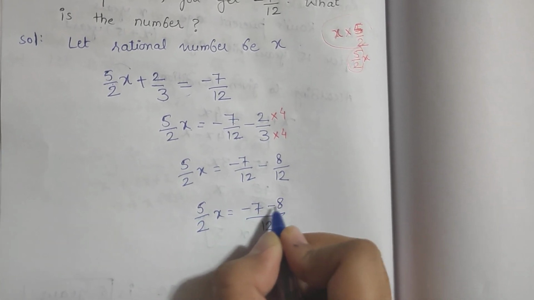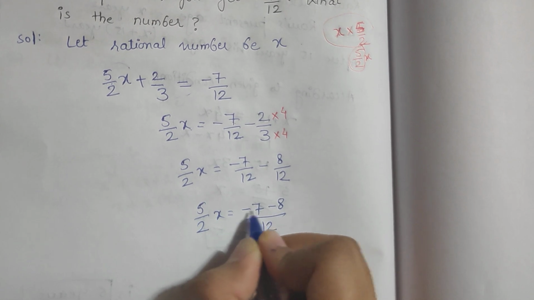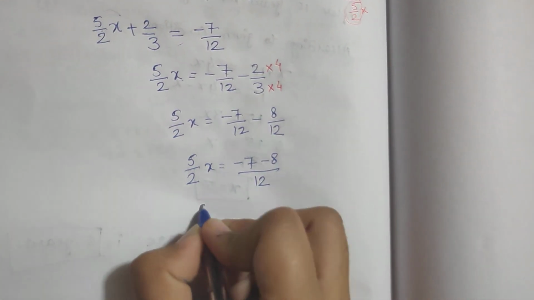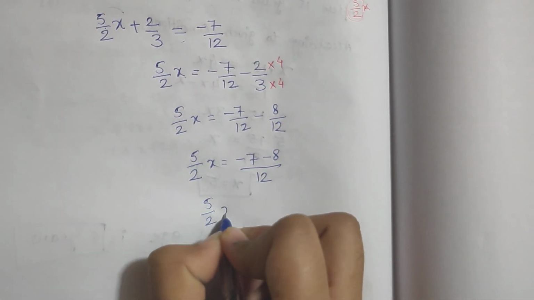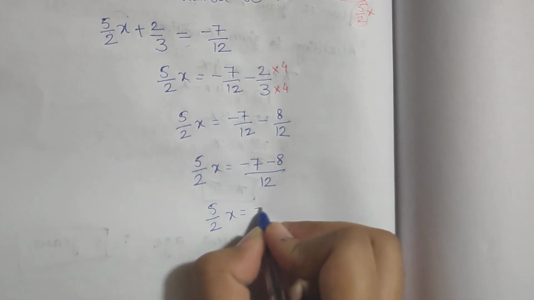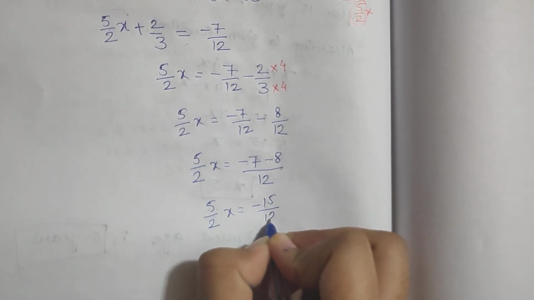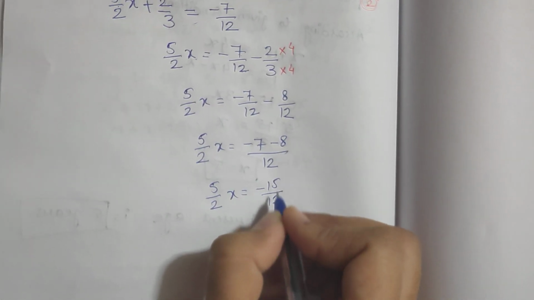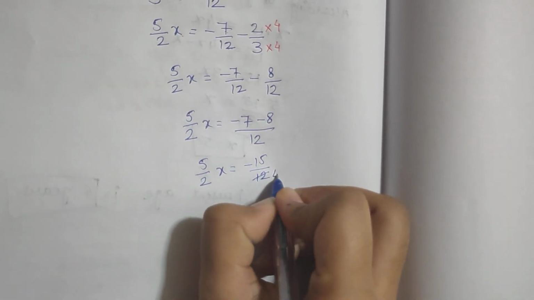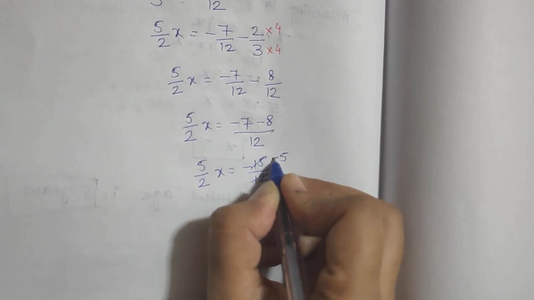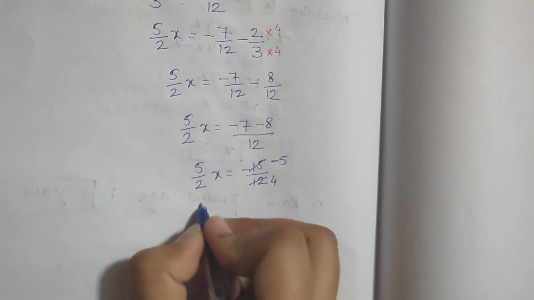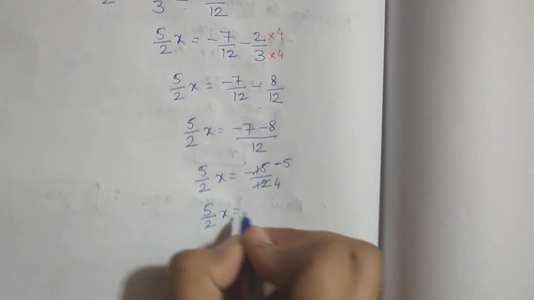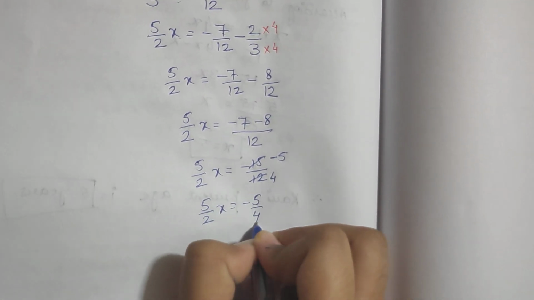Now the numbers have the same sign, so we have to add and give the common sign. That is, 5 upon 2x is equal to minus 15 upon 12. Now this can be further simplified. 3 fours are 12, 3 fives are 15, this minus sign as it is. So now we can say 5 upon 2x is equal to minus 5 upon 4.